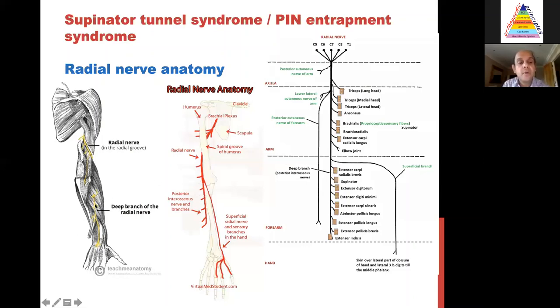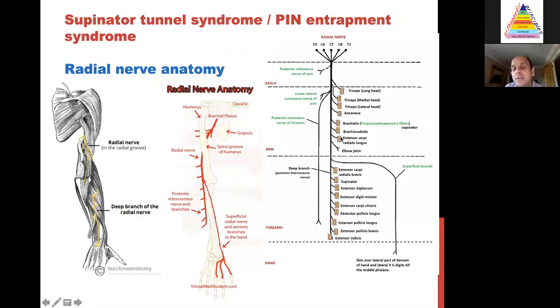In the posterior compartment of the forearm, it is going to supply all the extensor muscles, and then the superficial radial nerve itself will supply the dorsoradial hand, like half of the hand, if you like. Now, if we see the branches again, in the axilla, it supplies the long head of triceps. In the posterior arm, in the spiral groove, it supplies triceps, medial and lateral head, and anconeus.